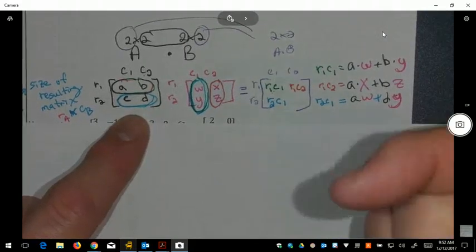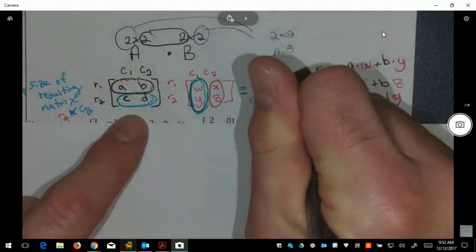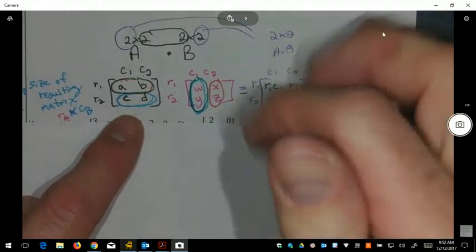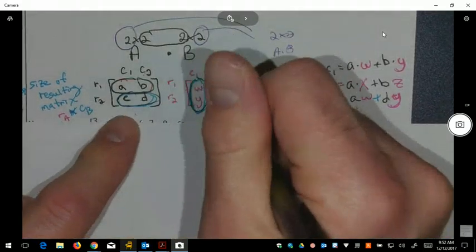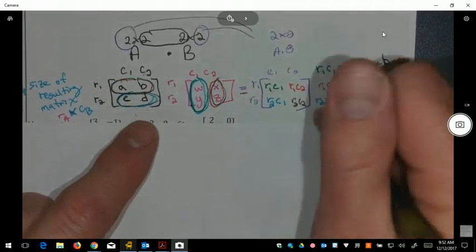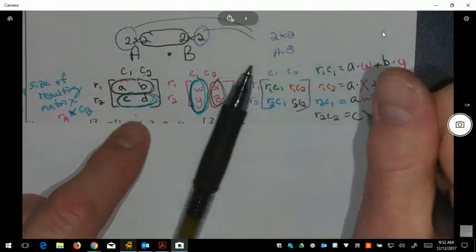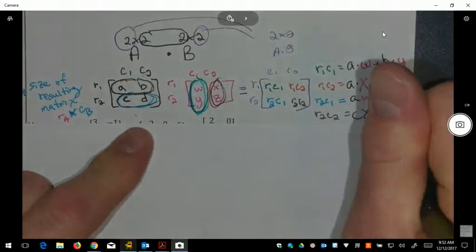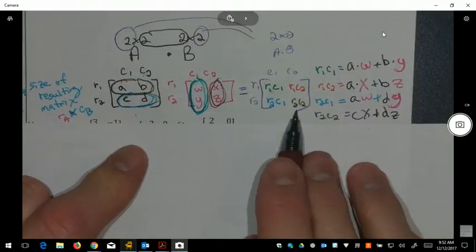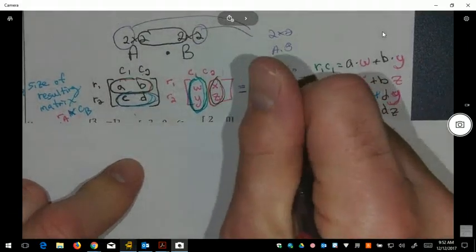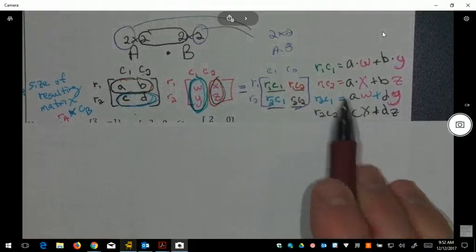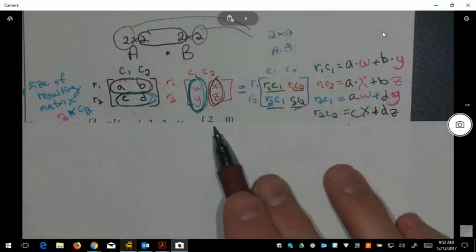And lastly, we're going to have row 2, column 2 position to fill. Row 2, column 2 position comes from the product. It's from row 2 and column 2. So C times X and D times Z. CX plus DZ will give us the number for that space. So there's only 4 numbers for this, but I have to calculate them in this way. So this is an example of it using variables.